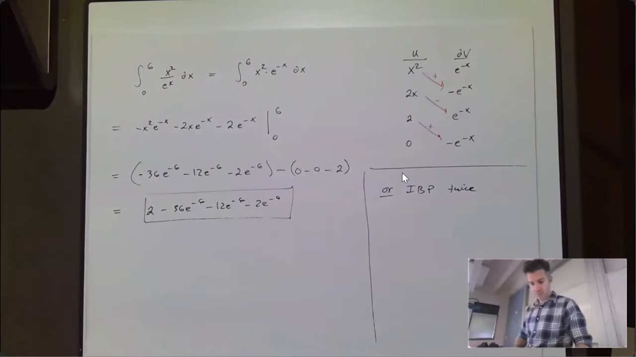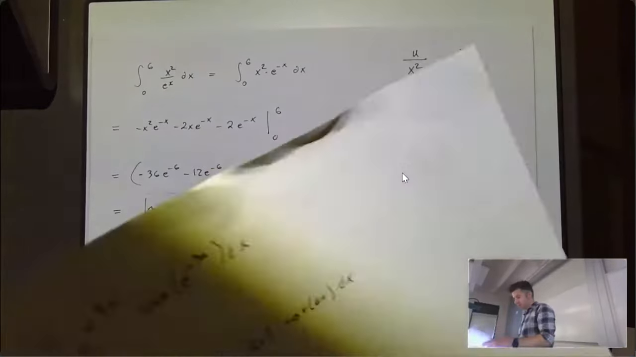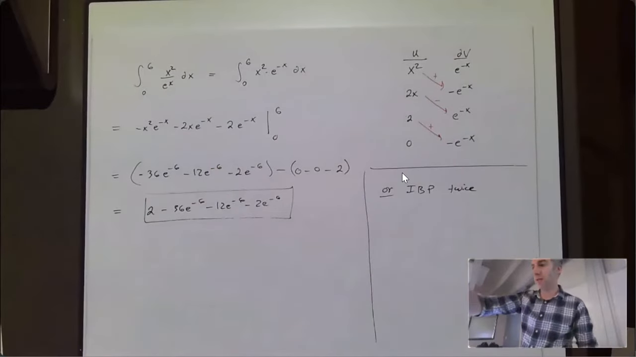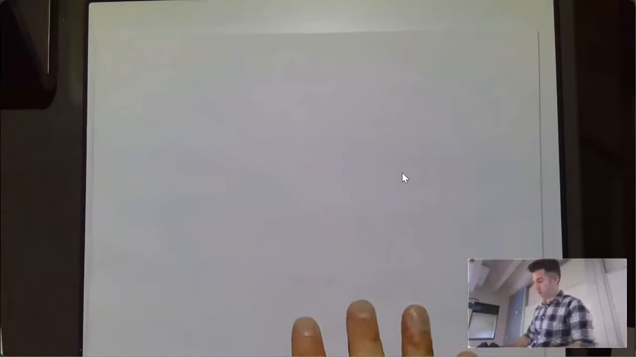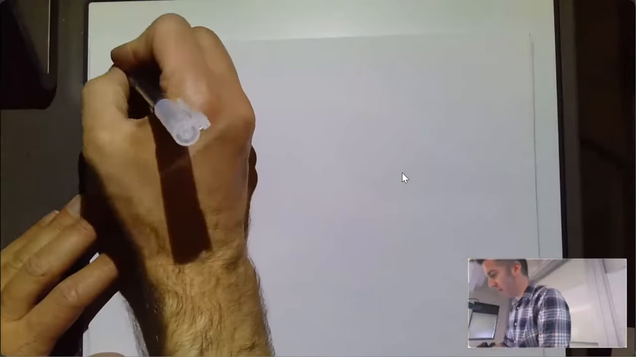So questions about either of these before we move on to, well, it's still the same sort of stuff, we're going to look at an application from class. People on Zoom, you can certainly ask questions if you have them. So let's talk about continuous income and present value.